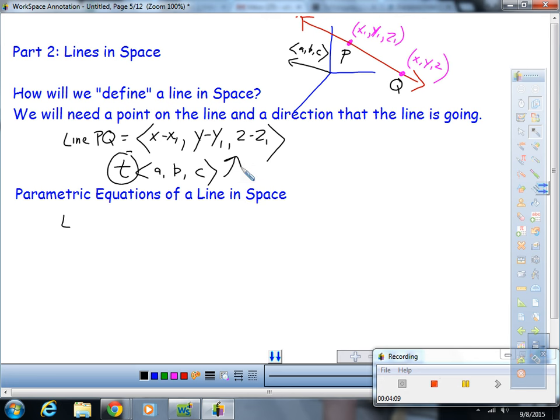Okay, and that is where they come up with the parametric equation for these lines. Okay, you know that we can define this by a point now and a vector that's parallel to it. So the parametric equations of the line come from the fact that we could equate these things.